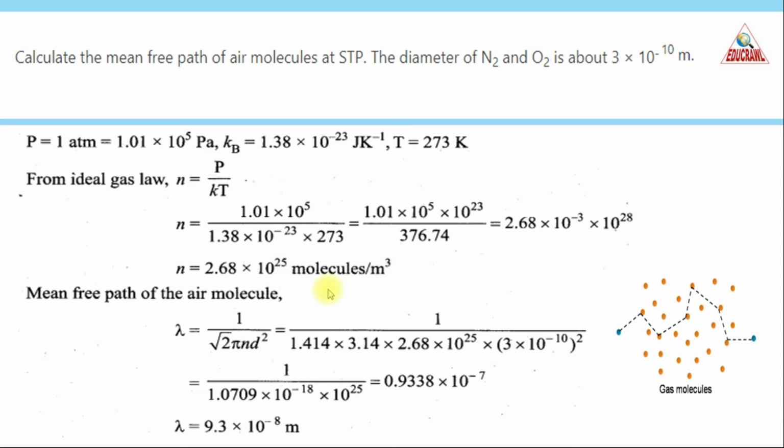Now we have to substitute this value in the mean free path equation, which is lambda is equal to 1 by root 2 pi n d square. So once again substituting the values and simplifying, we get the lambda value as 9.3 into 10 power minus 8 meter.